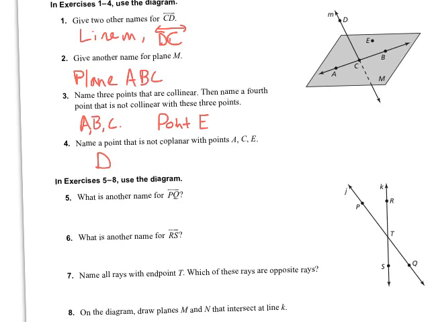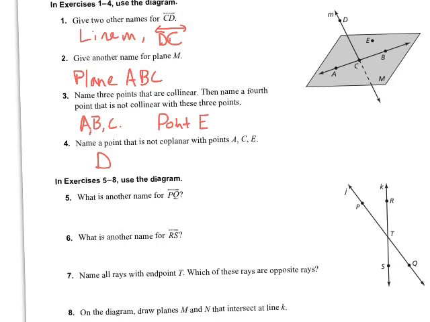All right, anyways. Name 3 points that are collinear. That means they all have to fall in the same line. The only option there of 3 points that are all in the same line would be A, B, and C. A point that is not collinear with those 3 would be E, or you could say D. Right? D is not collinear with A, B, and C.